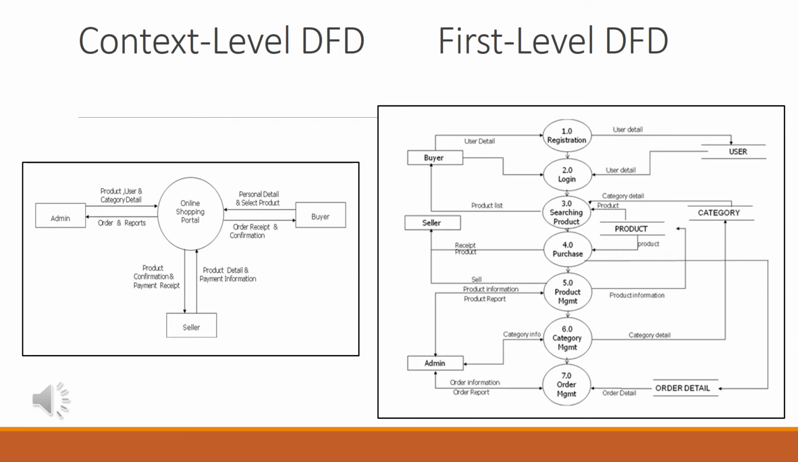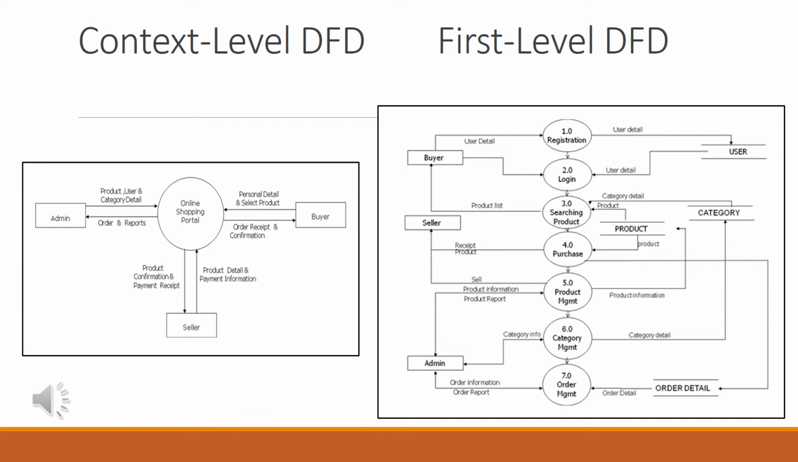So let us understand the levels of DFD with the help of this diagram. This is an example of an online shopping portal. In this, the context level diagram, that is the 0 level DFD, represents the entire system as a single process with all the input and output data indicated by the incoming and outgoing arrows. In this figure, you can see that the online shopping portal is a single process, and admin, buyer and seller are the external entities that are connected to the process. So the entire system is represented as a single process only. So this is the 0 level DFD.